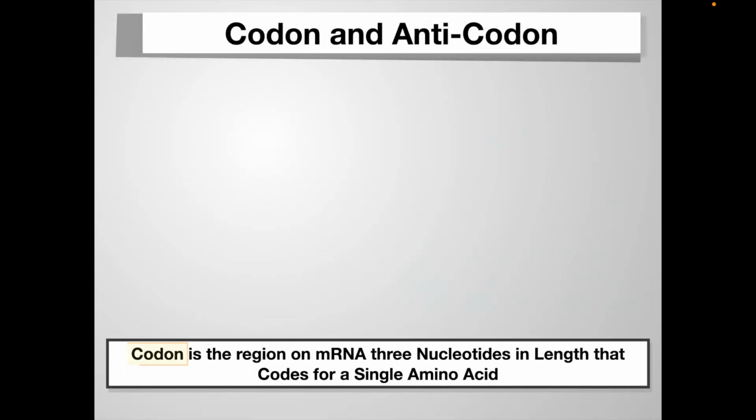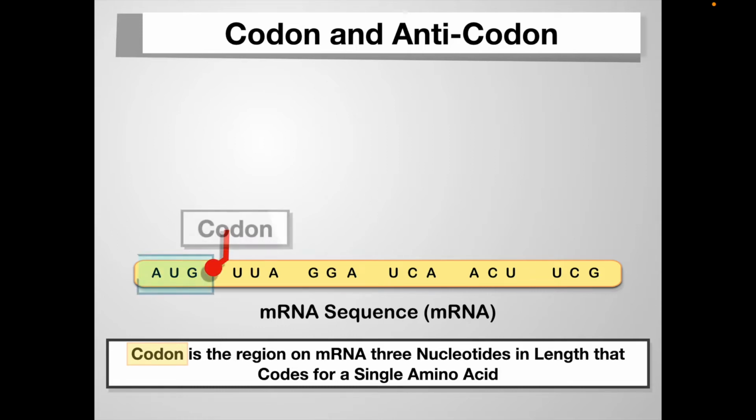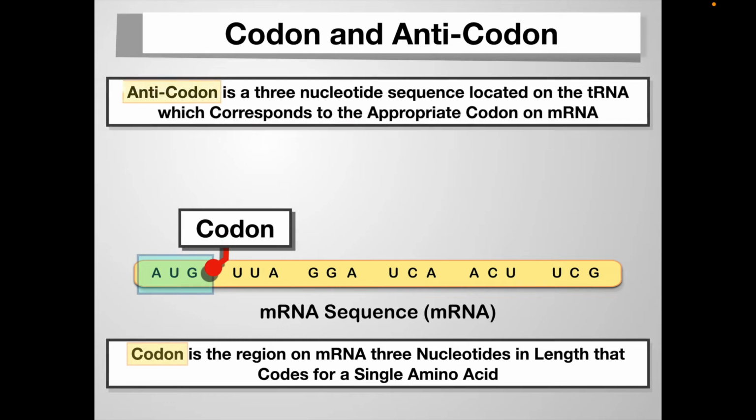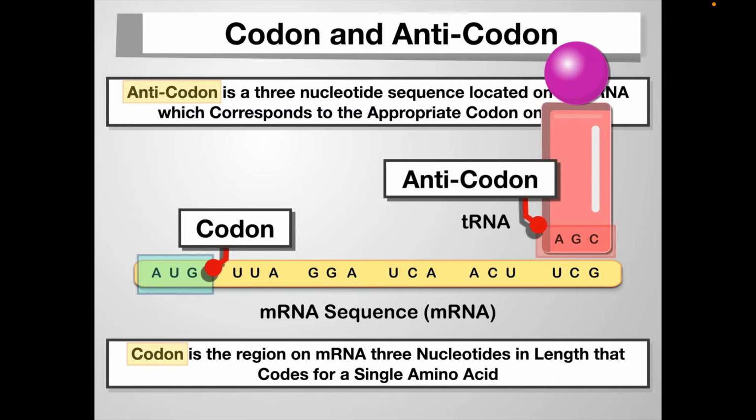Now there's a concept that we have to understand here. We have to understand codons. A codon is the region on the mRNA, our messenger RNA, which is 3 nucleotides in length, that codes for a single amino acid. And then we have to understand anticodons. Anticodons are 3 nucleotide sequences located along our tRNA, our transfer RNA, and they're going to correspond to the appropriate codon along our mRNA. So we have a codon here and we have an anticodon. What we're going to do is send our mRNA sequence into our ribosome, and the codon is going to be read and matched with the anticodon to get the appropriate amino acid sequence.